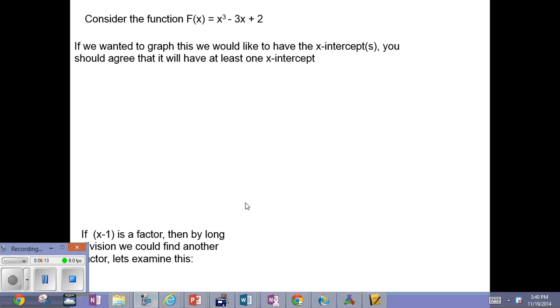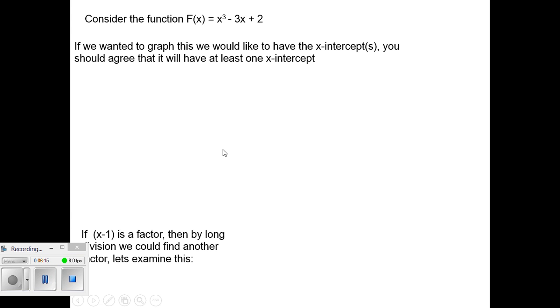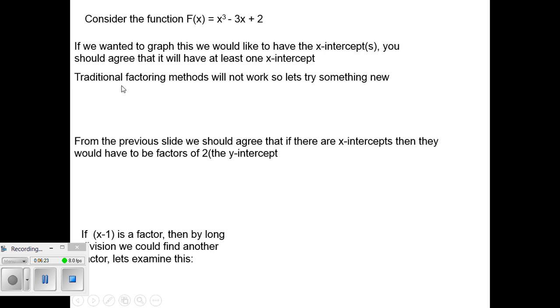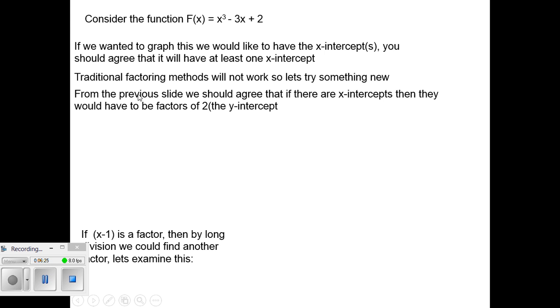Okay, so it should have at least one x-intercept. What are those possible values for the x-intercept? Well, again, we note that traditional factoring methods will not work. As we stated previously, the x-intercepts are locked up in the y-intercept. The y-intercept is 2. So the x-intercept is locked up in there: plus or minus 1, plus or minus 2.